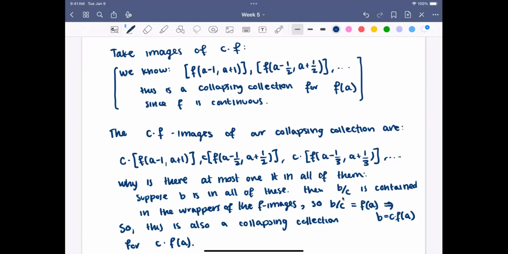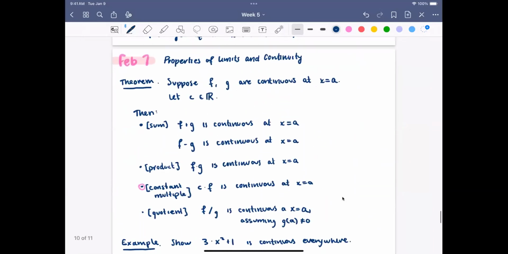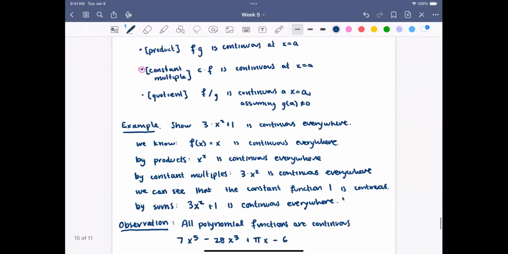So that is the argument for why constant multiples of continuous functions are also continuous. And there are similar arguments for why adding functions and multiplying functions will also preserve continuity. Okay, I said that there was going to be a limits version of this theorem, so let me write that down and do some examples with that.